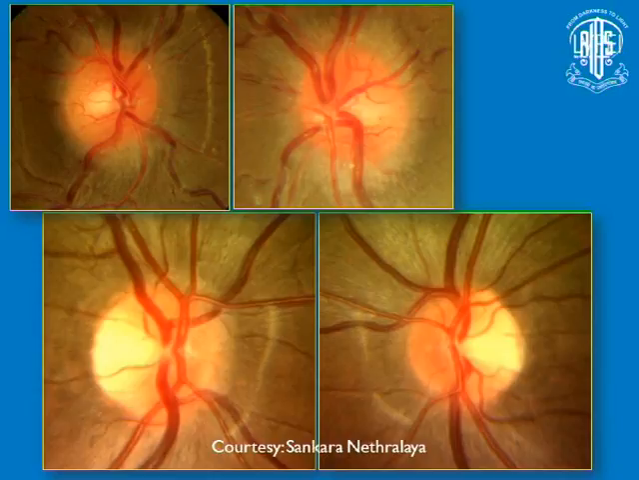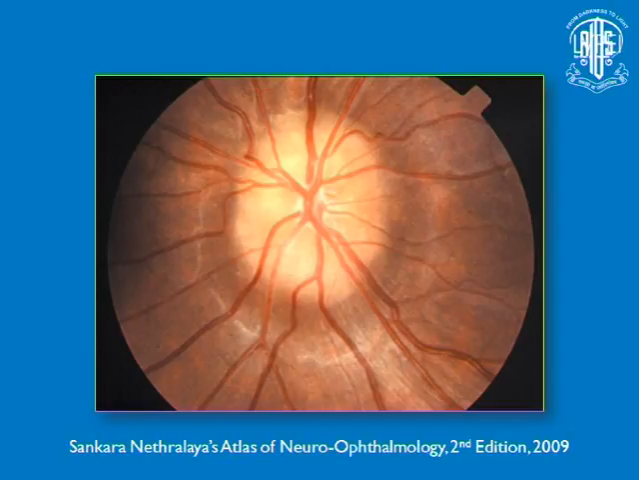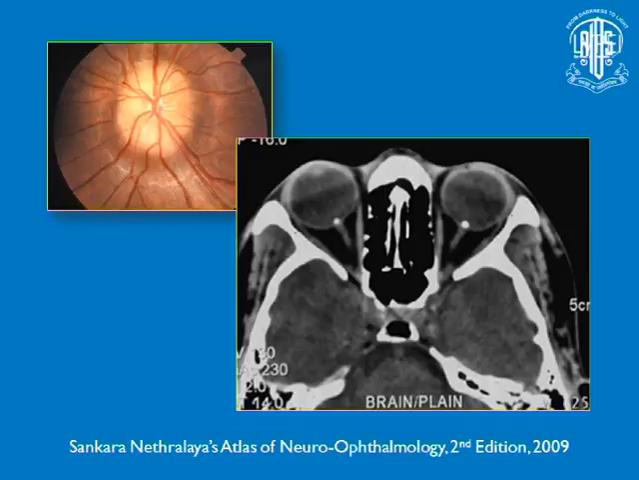Another classic example, hugely elevated disc. But look, the margin is so clear. The nerve fiber layer is transparent. There are no exudates, no hemorrhages. So this is again a case of pseudo disc edema. There was a drusen in the disc which was picked up by the CT scan, and that was causing elevation of this disc. Just look at the margin of the disc, look at the nerve fiber layer, look at the vascular signs, and then we can distinguish.